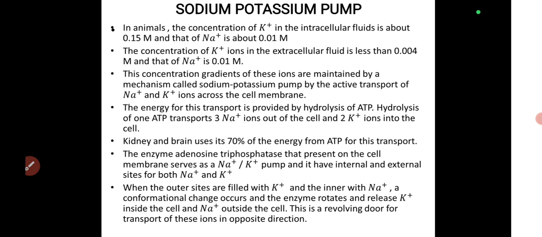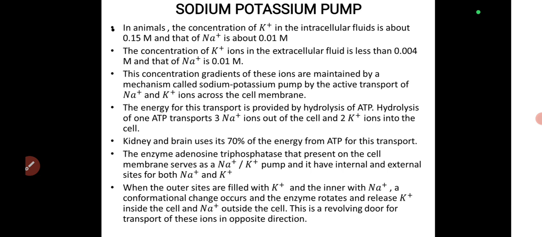Now we are going to the very important portion of the module, that is the sodium potassium pump. From an exam point of view, these points are very important. Sodium potassium pump. See, a pump. Here there is a term called pump. What is the role of a pump? It actually helps to carry something against an energy gradient.